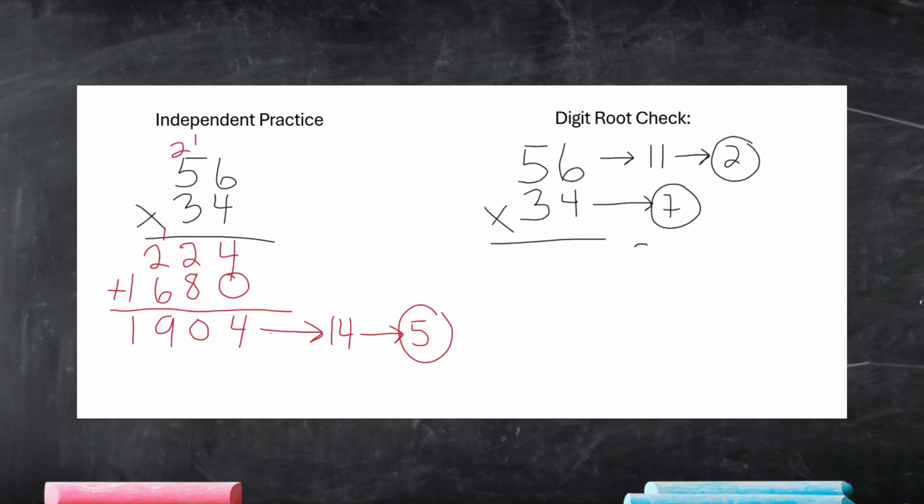And we're going to end up with 2 times 7, which equals 14. 14 is not a digit. 1 plus 4 is 5. 5 is the digit root we were looking for, so we can confidently say that we did this problem perfectly.